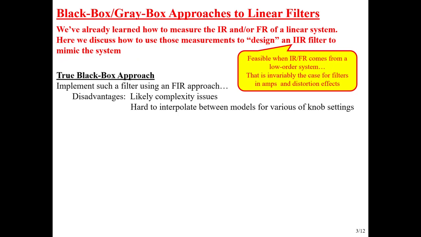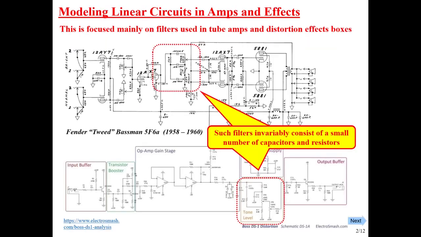Okay, so a true black box approach, we have no idea what's in there. We might just take this impulse response and say that is it. We're going to treat it as the impulse response of some FIR filter. Now that impulse response might be very long, which leads to a very long FIR filter, and that's going to have some complexity issues. Plus, what do we do about knob settings, right? We're going to measure this here.